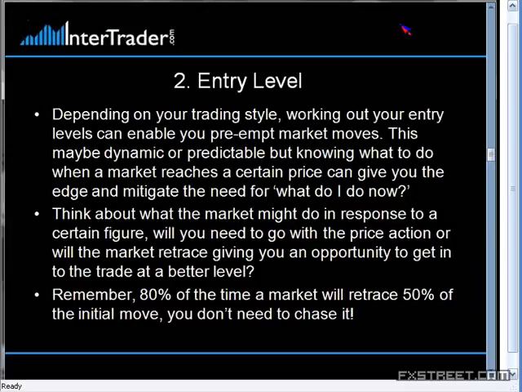So your entry level. Depending on your trading style, working out your entry level can enable you to preempt market moves. This may be dynamic or predictable, but knowing what to do when a market reaches a certain point can give you the edge, okay? So it's not what to do now, it's what to do when we're reaching the extremes of the markets. As I keep saying, when we're trading volatile markets, if the market broke through a key level of support or resistance, and it was aggressive and it closes below or above that line, then that's confirmation that the markets are breaking out and moving aggressively and quickly in one direction.